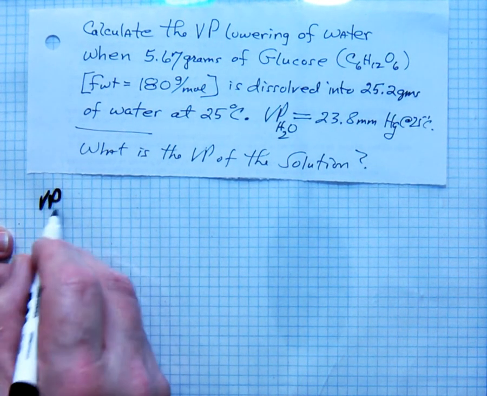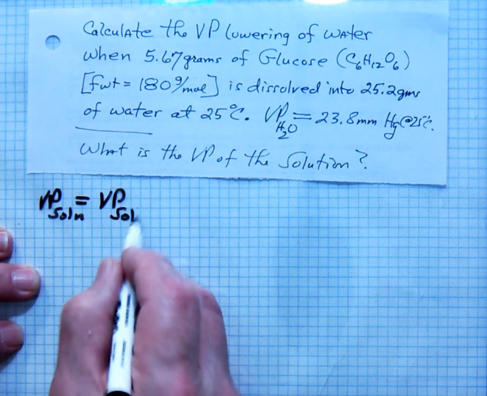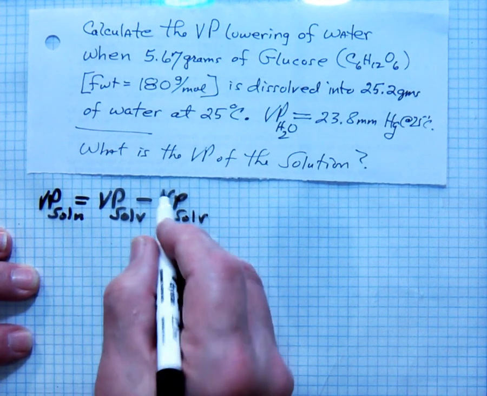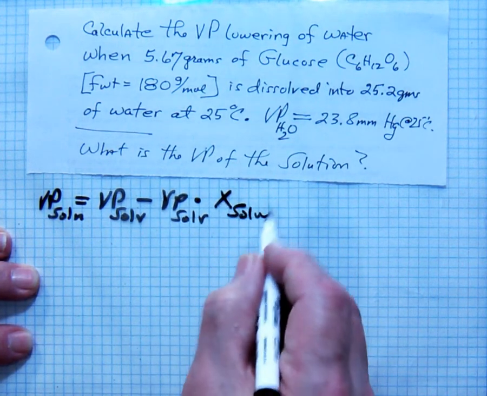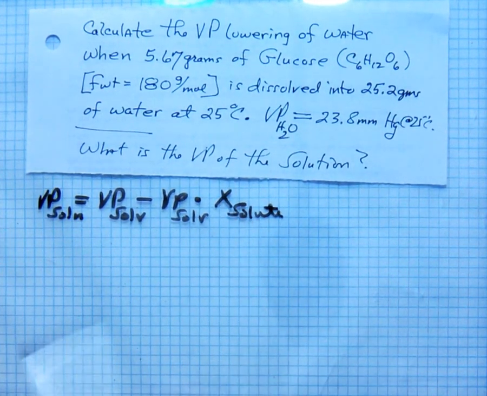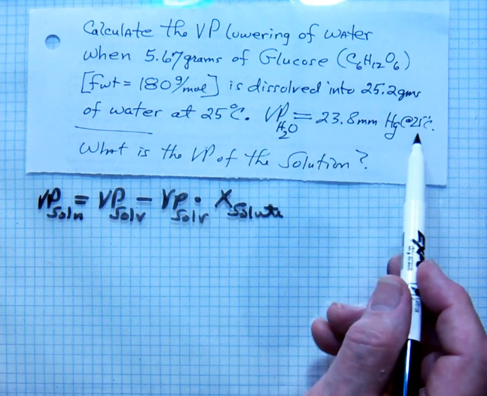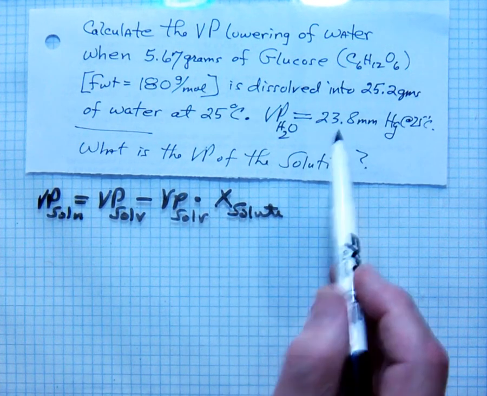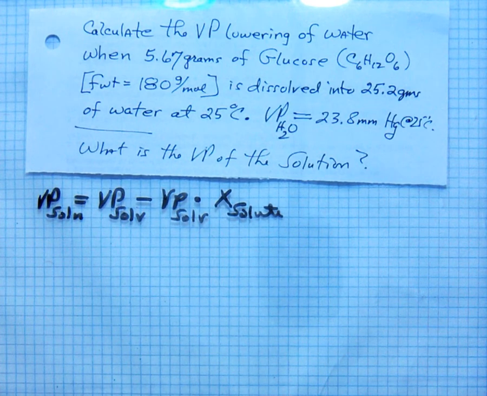The vapor pressure of the solution, of course, is going to be the vapor pressure of the solvent minus the vapor pressure of the solvent times the mole fraction of the solute. And this part back here is the vapor pressure lowering factor. Now we're given the vapor pressure of water at 25 degrees up here. So what's going to happen is when we get the lowering factor here, we just simply subtract it from 23.8 by putting it right here. So that's pretty straightforward, I hope.